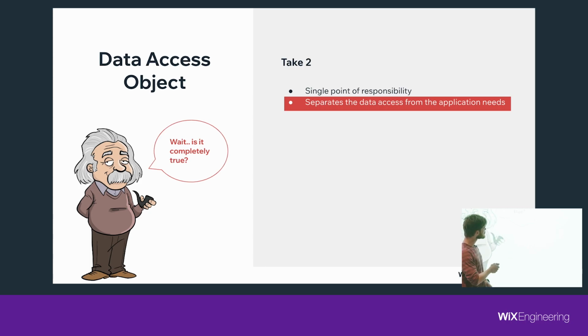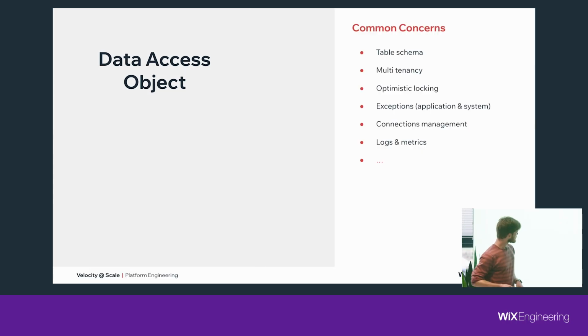But I would really like to stress this line. A couple of years ago, when we started the Nile project, we began by going over the concerns that Wix developers should take care of when they write a small CRUD service. And the list turned out to be really long and big. First of all, as a developer, I need to define the schema of my table: how many columns, types, and so on and so forth. I'm done with that. Next, I need to ensure that I support multi-tenancy.